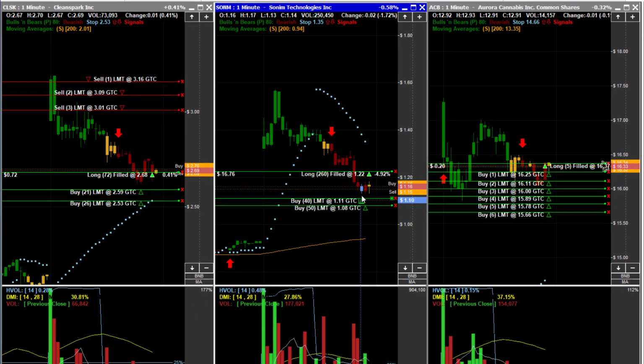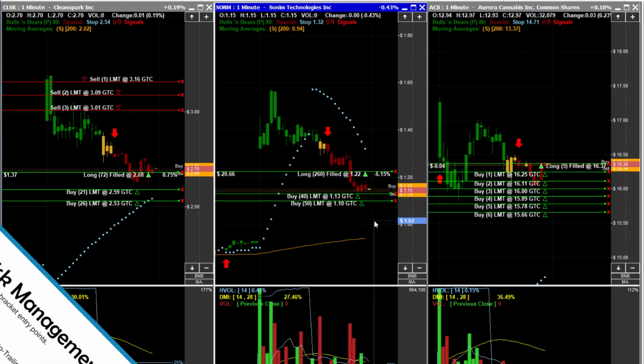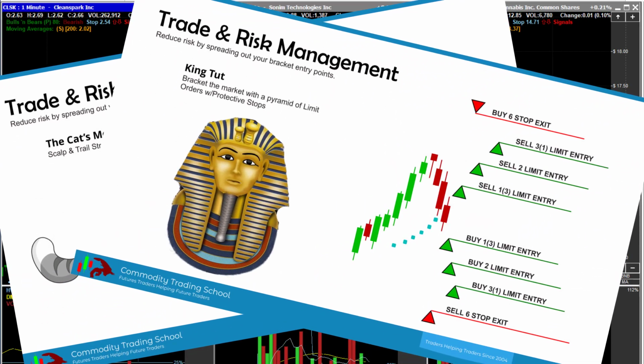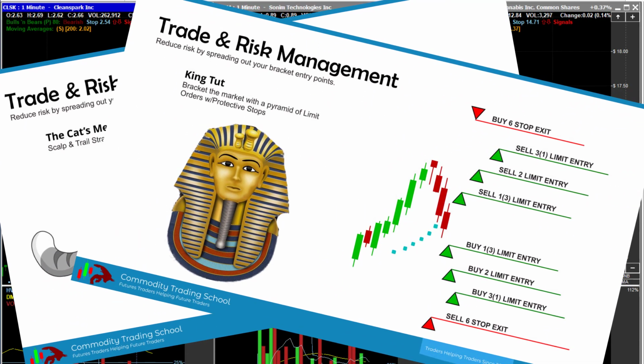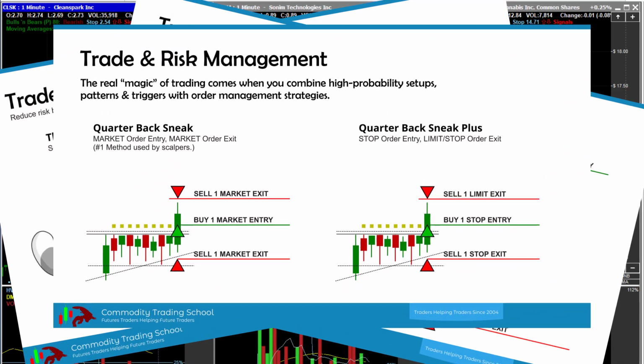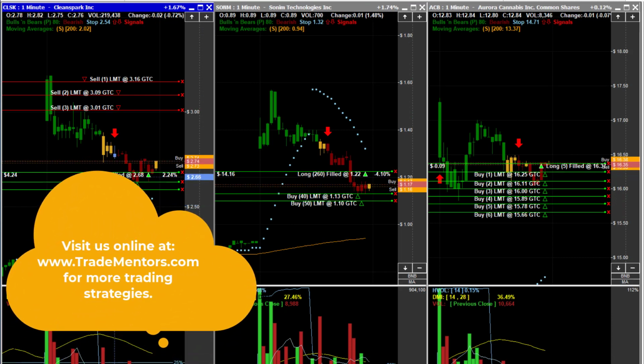I really love this strategy. This is a great strategy. Now I use it in very many combinations of things. I have a strategy I call the Cat's Meow. I have one called the King Tut. Of course, the Christmas Tree. I've got the Quarterback Sneak. I've got all kinds of strategies. The Triple 29, and it's just different ways of managing our position. This is called risk and money management.